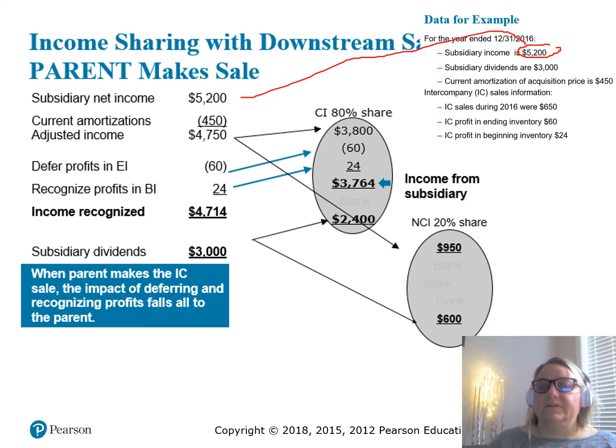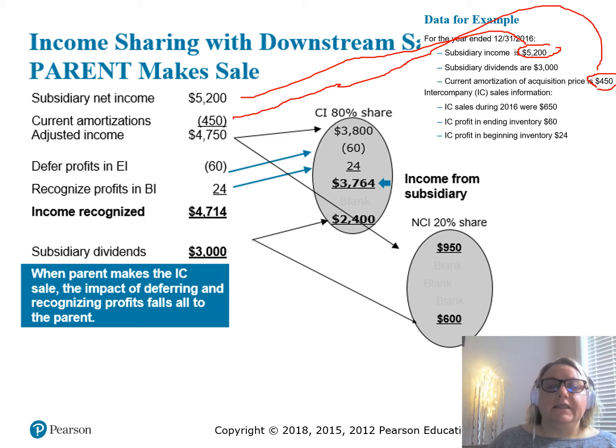Current amortization, we had that right here, 450 from the problem. Again, subtracting off. So I don't make this too slow, I'm going to come over here. And then here are the deferred profits from ending inventory. Remember with the downstream sale, we're going to defer it right over here. Note here too, before I go in here, we've got to break out our 80% share. I started to do this and forgot to break this out.